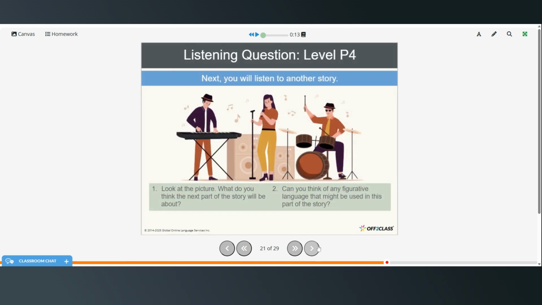Alright, we'll listen to another story. Again, before you do that, look at the picture. What do you think the next part of the story will be? And can you think of any figurative language that might be used in this story?